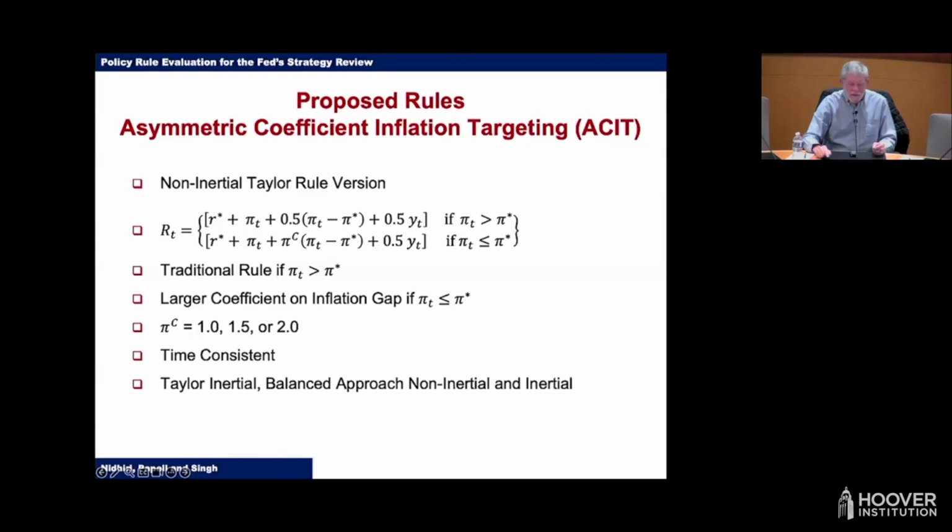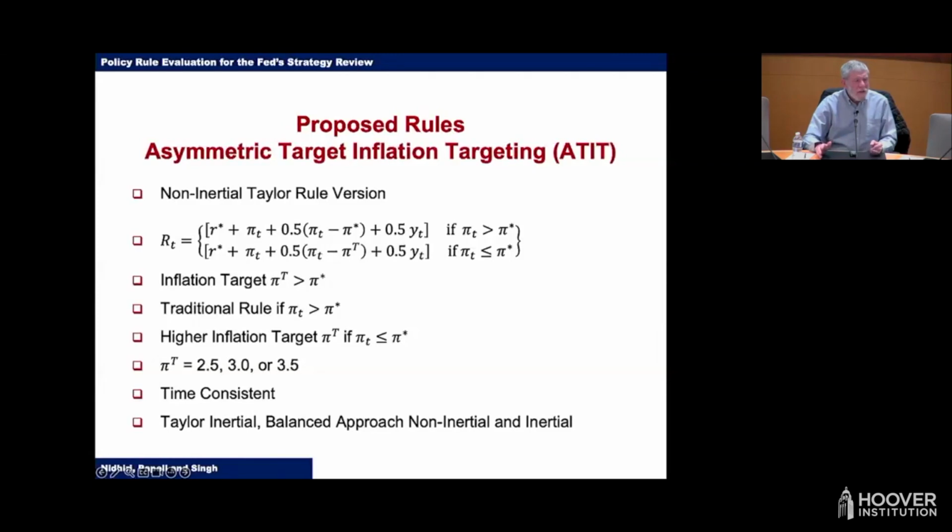We do 3 coefficients: 1, 1.5, and 2. Obviously, it has to be bigger than 0.5. It's arbitrary. I'll talk a little bit about what happens when you get high.